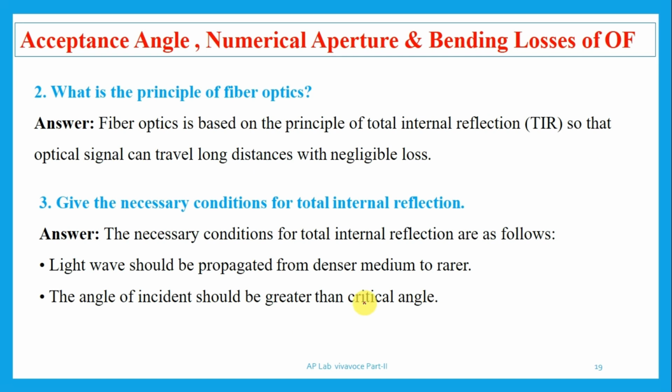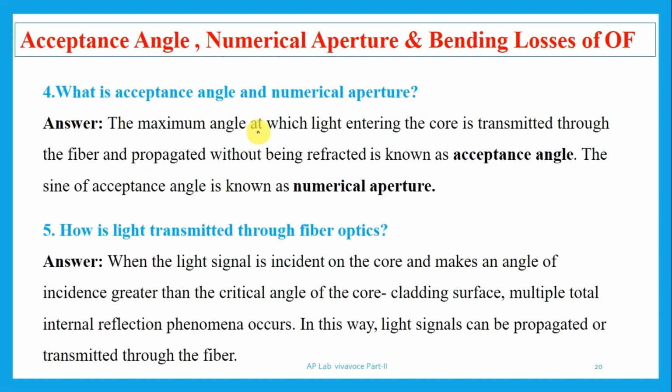Then on what principle will optical fiber work? Total internal reflection. There are basic conditions. One is light has to travel from a denser medium to a rarer medium. Another one is the angle of incidence should be greater than the critical angle. Then what is acceptance angle and numerical aperture? Basically, as we saw in the image, it is the maximum angle at which light entering the core is transmitted through the fiber. Without getting disturbed or refracted, that is the maximum angle at which we can send the light signal into the optical fiber. That's what we call acceptance angle, and the sine of that acceptance angle is known as numerical aperture.